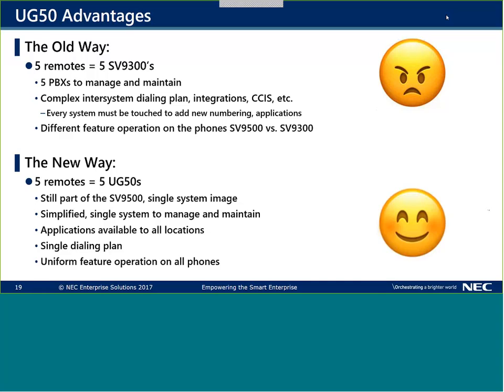So we think that taken as the sum total, the new way is better than the old way. And there may be circumstances where the 9300 makes more sense. We'll talk about a couple of those, but for the most part, we should be looking at this in terms of old way and new way.